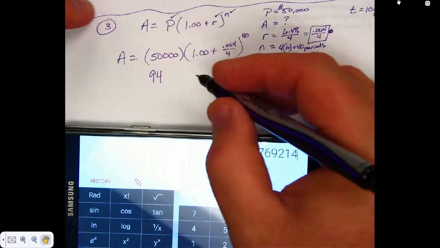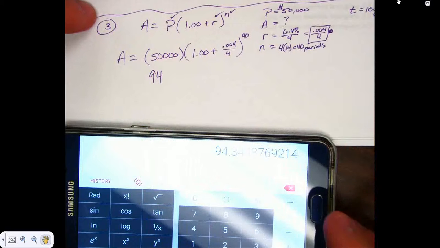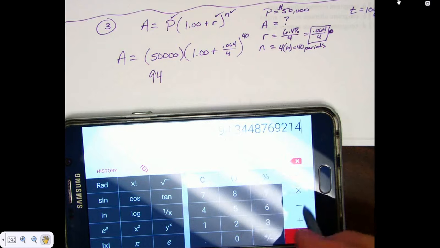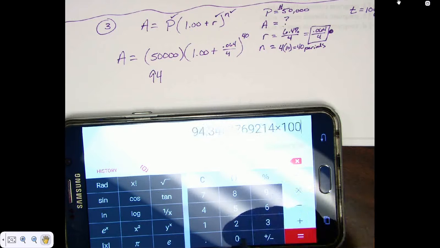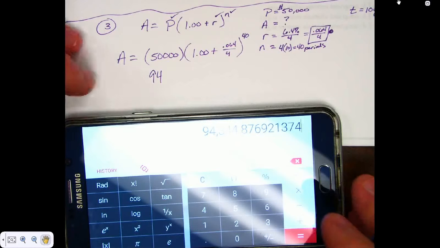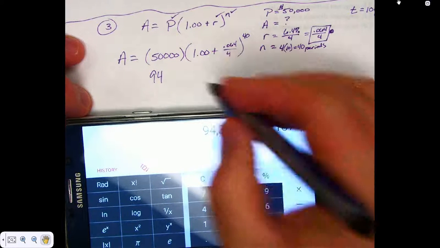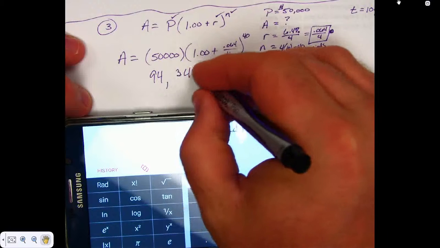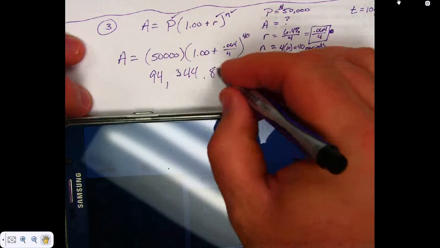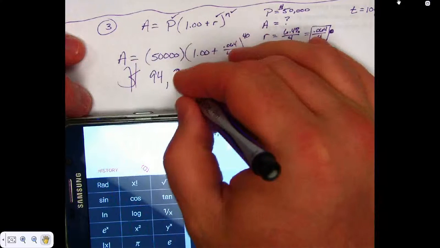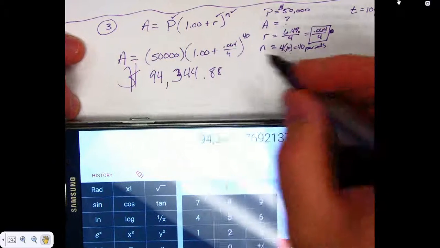94,000. Well, wait a second. Did I put the wrong number in? Yeah, I put 50 but you can leave it because I got 94,344.876. How about that? I multiplied it times another 1,000. All right, so 94,344.88, right? That's how much money you got in your account now.